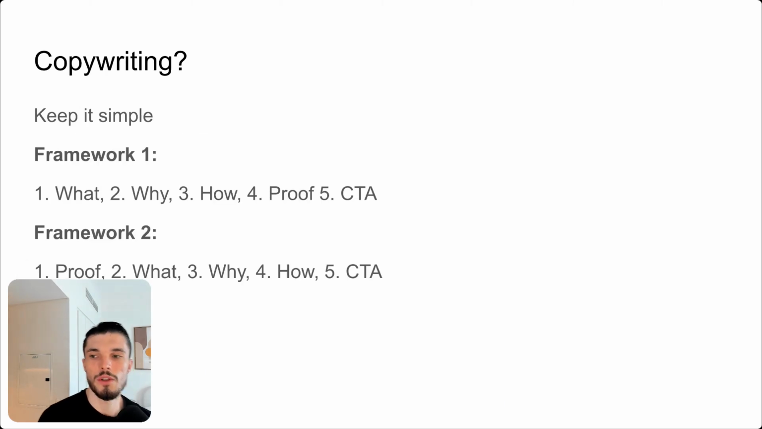Now, the next thing you want to do is set up your campaigns, and I recommend that you just keep it simple to start with. So the first framework that you can do for your copywriting is what, why, how, proof, CTA, and the second one is proof, what, why, how, CTA. And so the what here basically means, what are you offering? The why is why are you offering it, right? It might be that teams typically have this and this issue, right? So that's the why. And then the how is how you actually do it. This is where you can mention some sort of unique mechanism or something that makes you special.